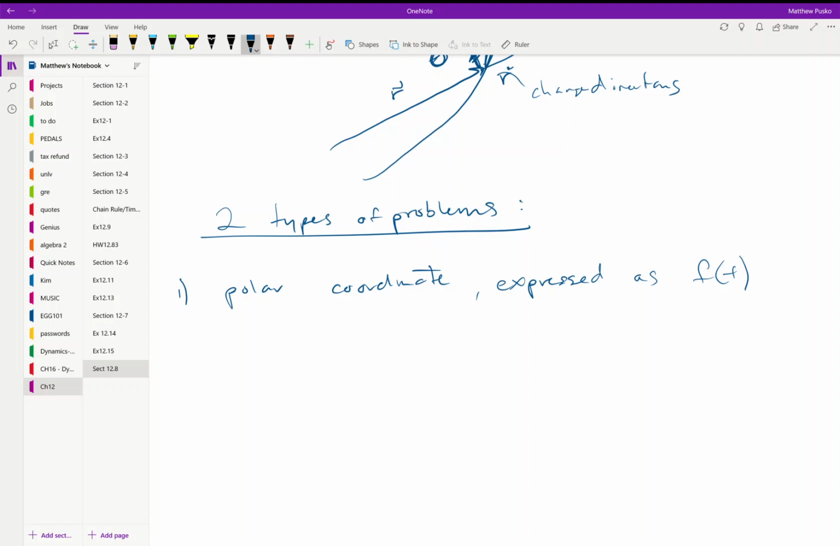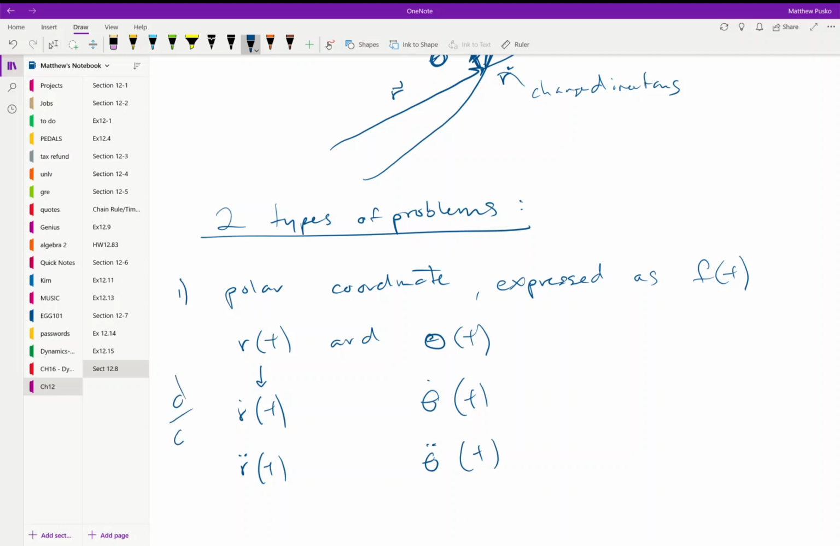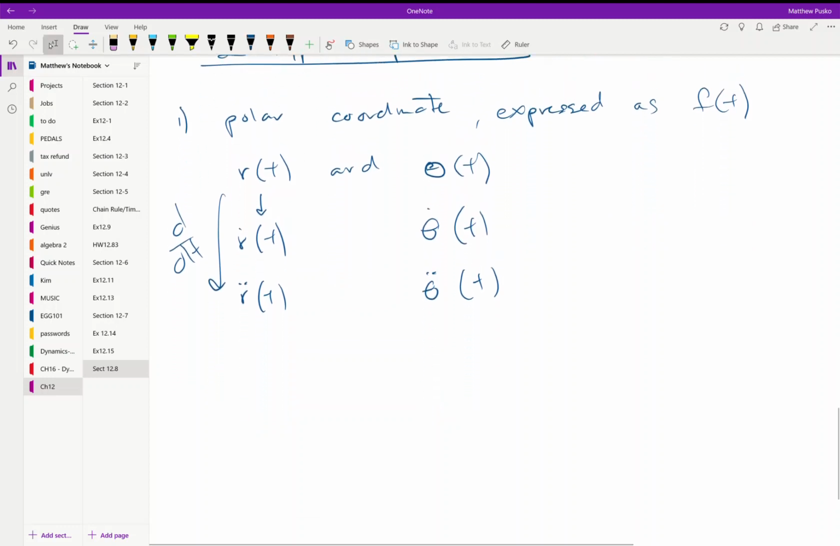So what does that mean? We could have r as a function of time and theta as a function of time. Now what do we do with those? Well, we do what we did with x and y. We take time derivatives, and we might have to use the chain rule to get theta dot and r dot as a function of time, and r double dot as a function of time, and theta double dot as a function of time. So those are all time derivatives. If it's not parametric in t, this is parametric in t right here. If it's not parametric in t, that's our other type of problem.